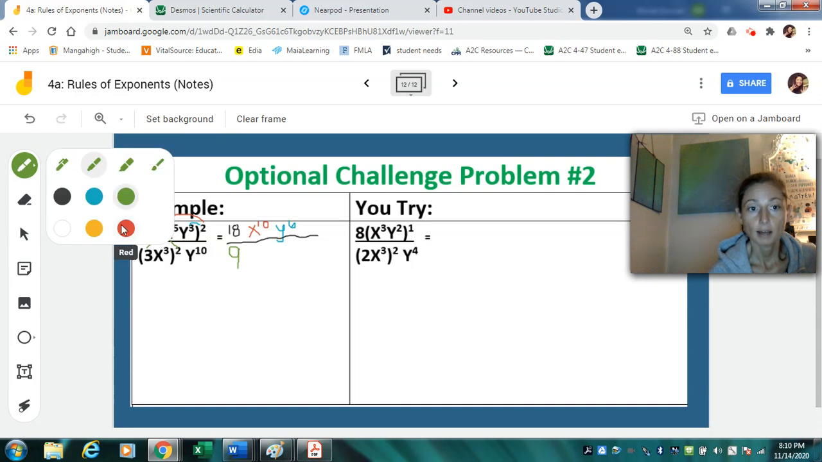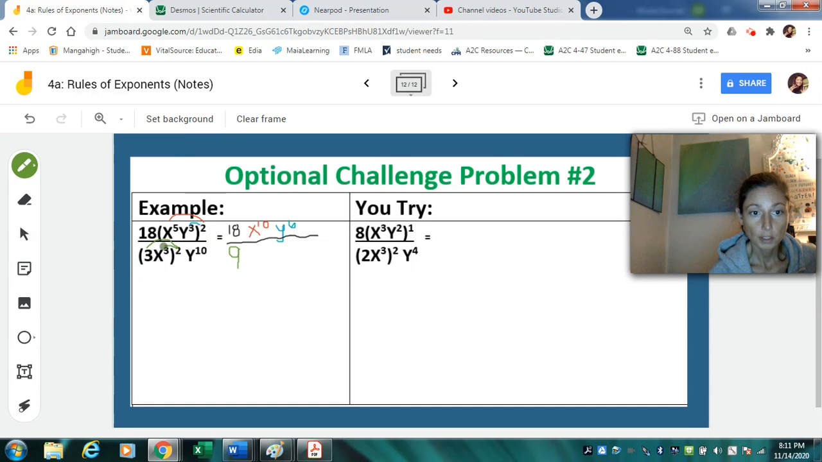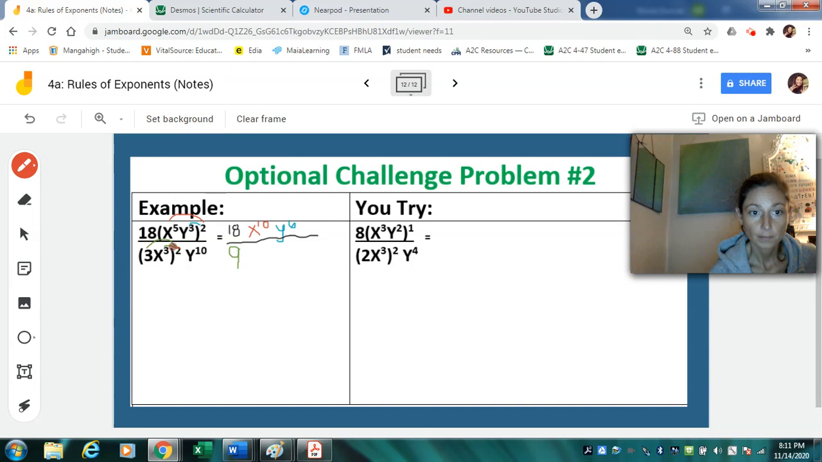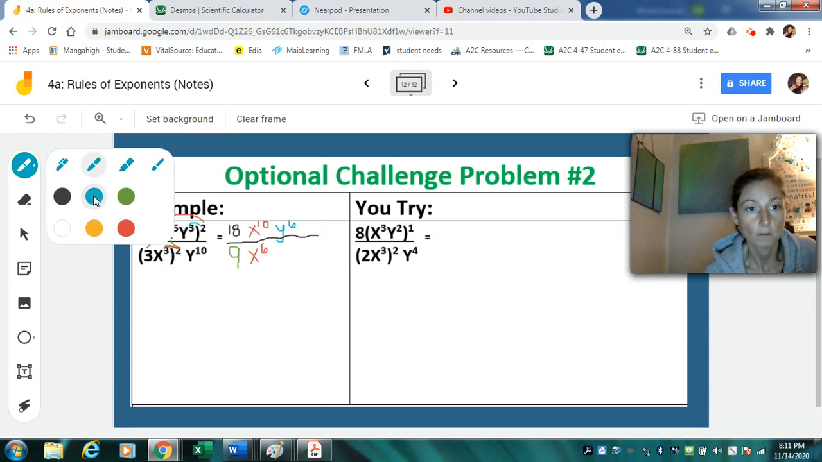Then I have x cubed squared. I have to change the color there. So x cubed squared, that would be 3 times 2, which makes 6, just like we had up above here. And then I have this y to the 10th still hanging out.